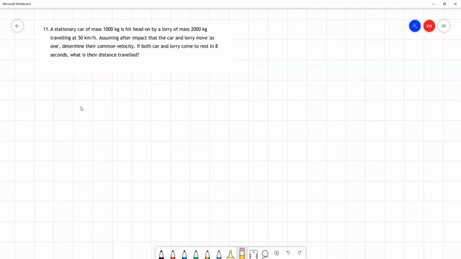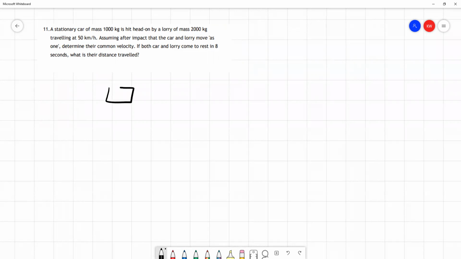This is question 11 from tutorial sheet 5 of Engineering Dynamics. In this question, we've got a lorry crashing into a stationary car, and after the collision, they're both due to move as one object, moving off together. So let's look at what's happening. We're also asked at the end to calculate the distance they travel if they reach rest after 8 seconds.